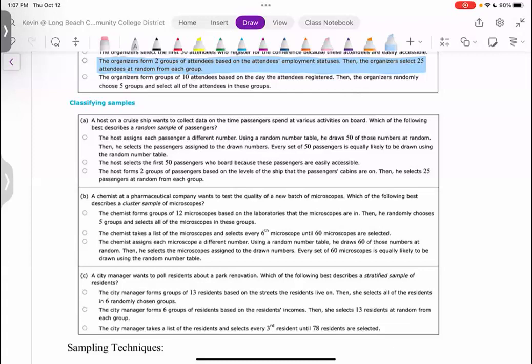The host selects the first 50 passengers who board because these passengers are easily accessible. That's definitely convenience. The third one, the host forms two groups of passengers based on the levels of the ship that the passengers' cabins are on. Then he selects 25 passengers at random from each group. That's stratified. So definitely the random is going to be this first one here.